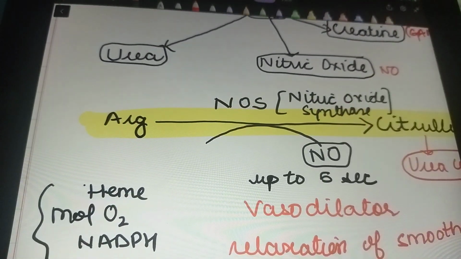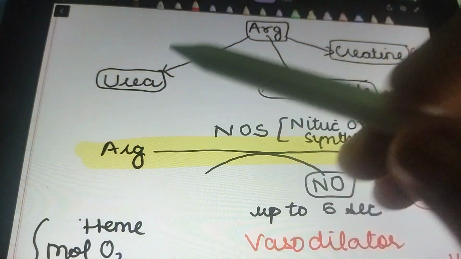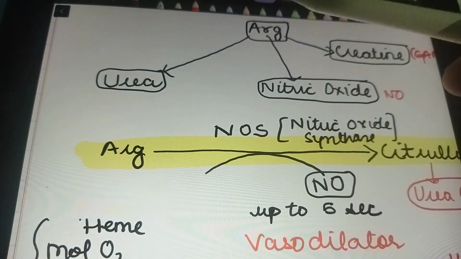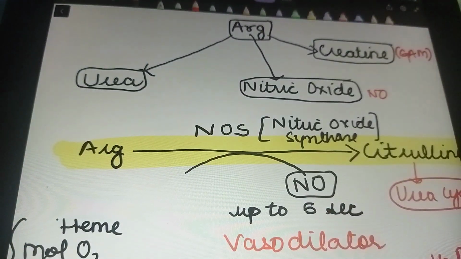Arginine is also used in the urea cycle. Urea is formed because that's how we excrete the excess amount of nitrogenous compounds in the body. We convert it into urea, and for that process we need arginine. Arginine is one of the components of urea synthesis, so that's the urea cycle.